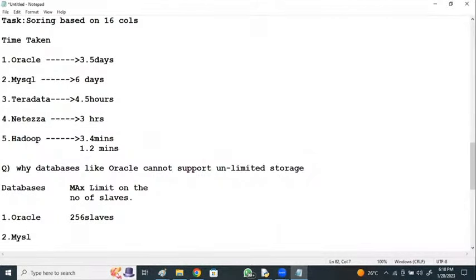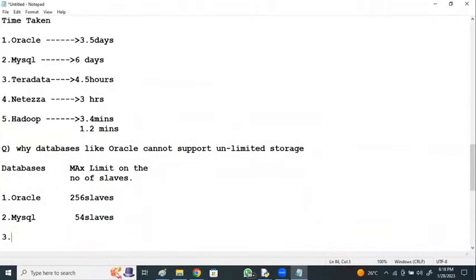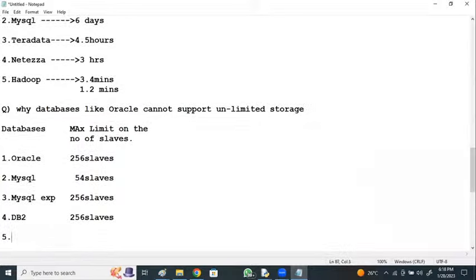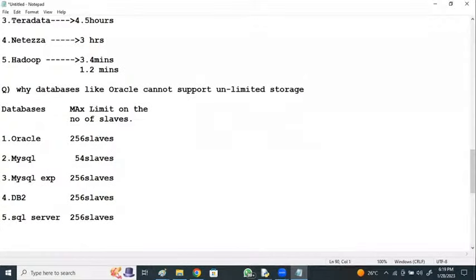If we talk about MySQL, it can support only 54 slaves. MySQL Express can support nearly 256 slaves. DB2 supports nearly 256 slaves. SQL Server, right, also about 256 slaves. So Oracle, MySQL Express, DB2 and SQL Server can support only up to 256. Beyond that, they cannot support more.